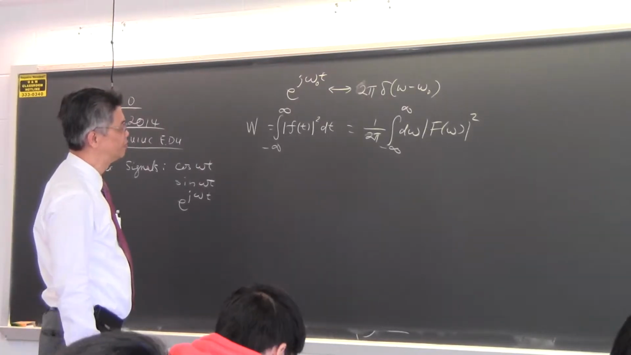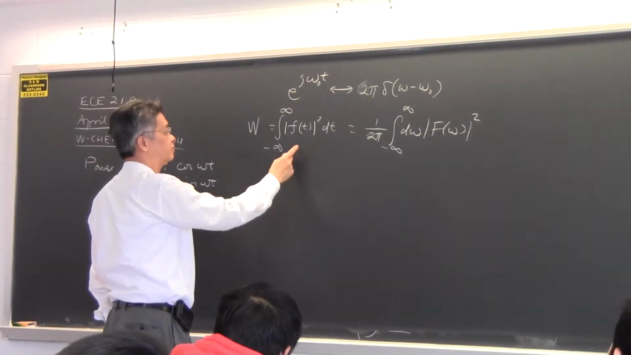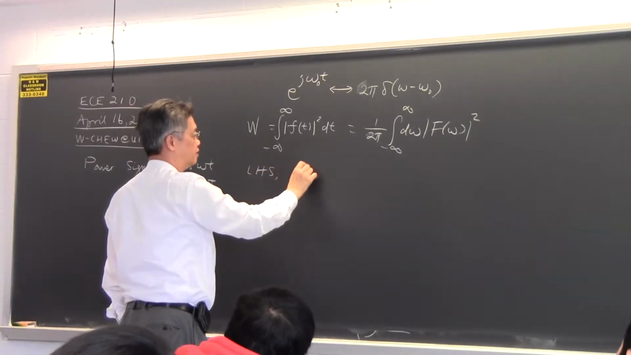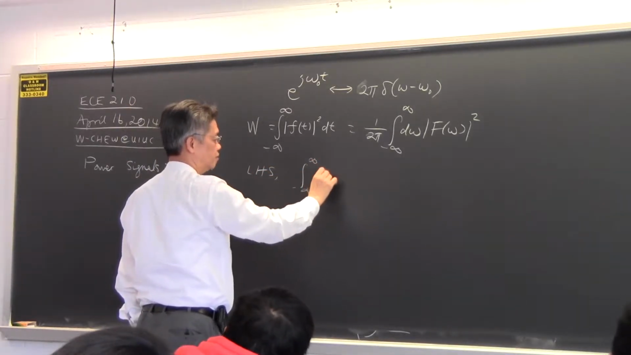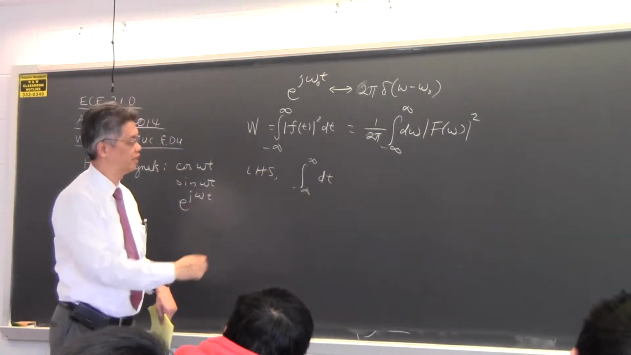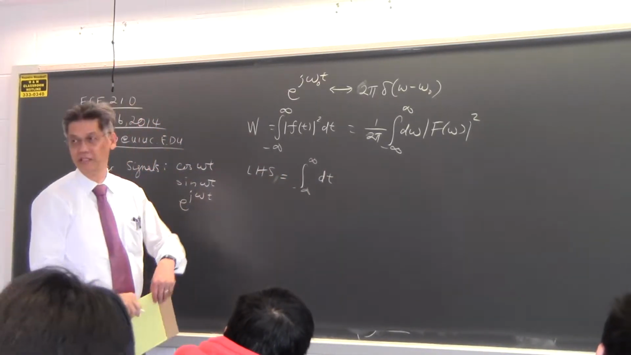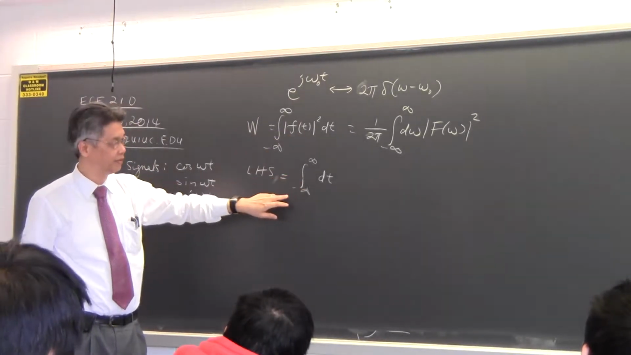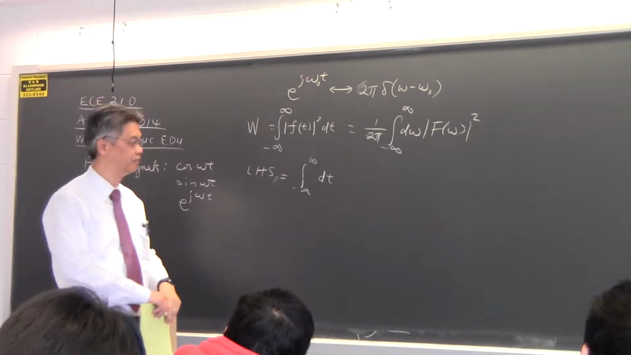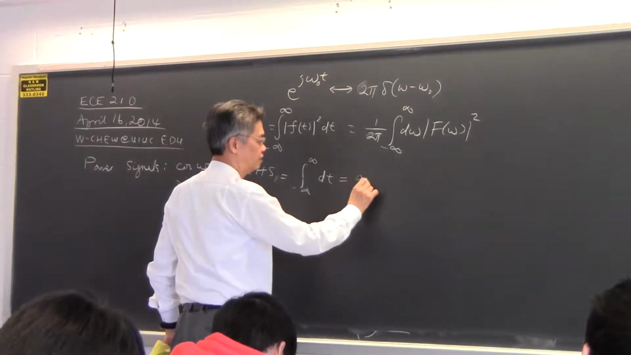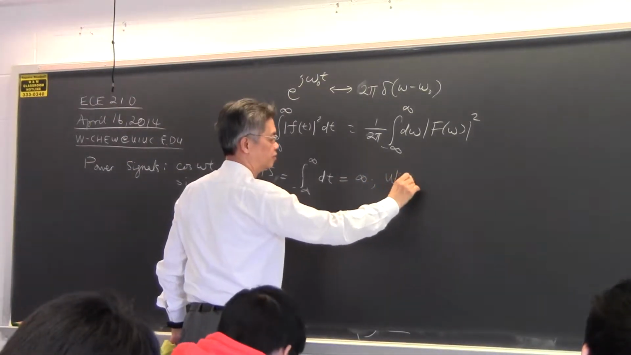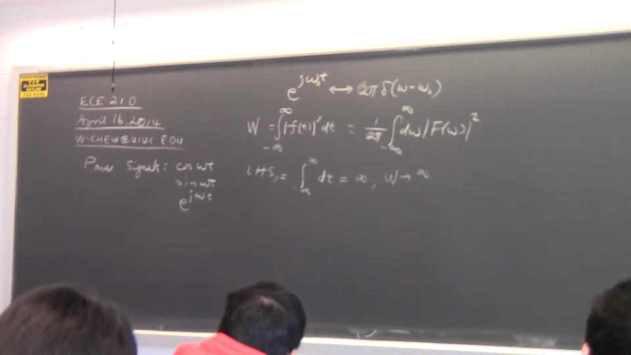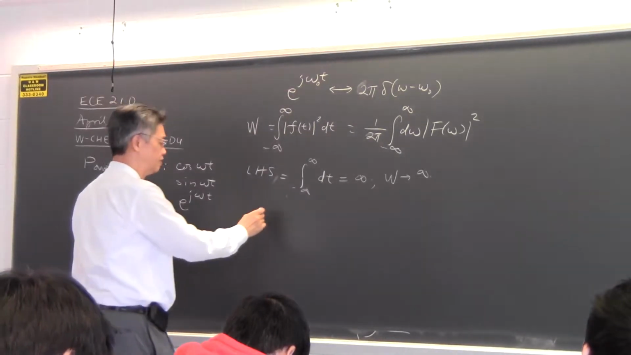Then you find that the left-hand side does not converge, because if you substitute in here, the left-hand side is equal to that. And if you look at the left-hand side, substitute that in there, you get 1. When you integrate this 1 from minus infinity to infinity, you get infinity. So W tends to infinity for this power signal. Okay? And of course, the delta function itself has infinite energy.